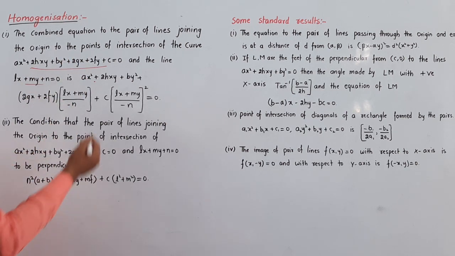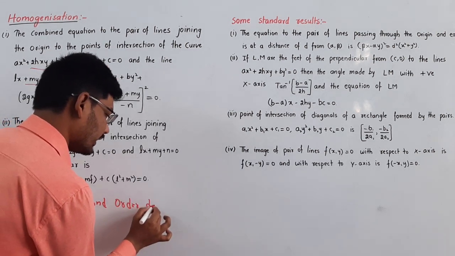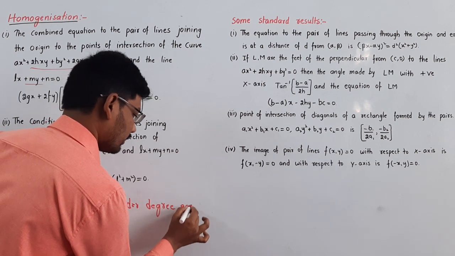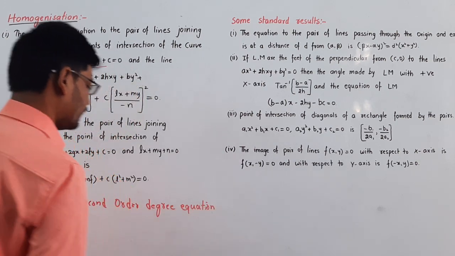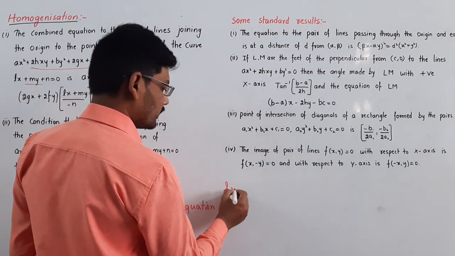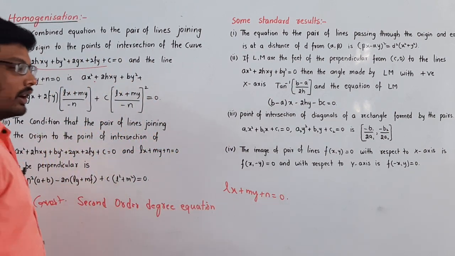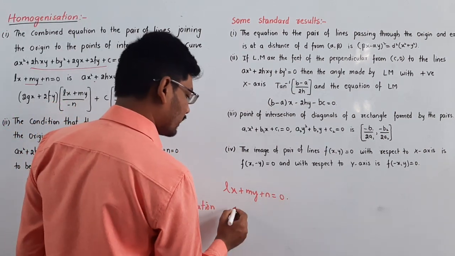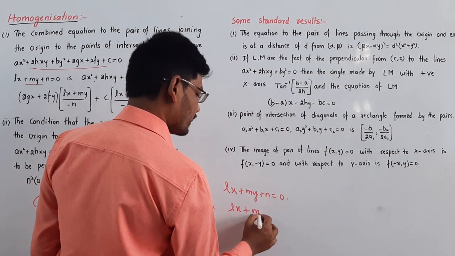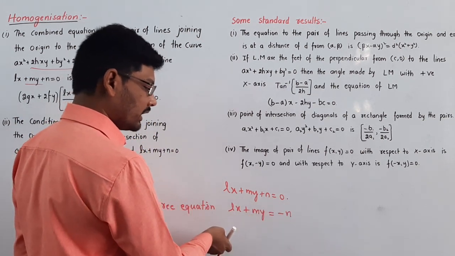How we can calculate the homogenization is nothing but it is a second degree equation. First we have to convert to a second degree equation. So from the straight line I am taking Lx plus My plus n is equal to 0, and if I am sending this n to the right hand side, what will happen? Lx plus My is equal to minus n.